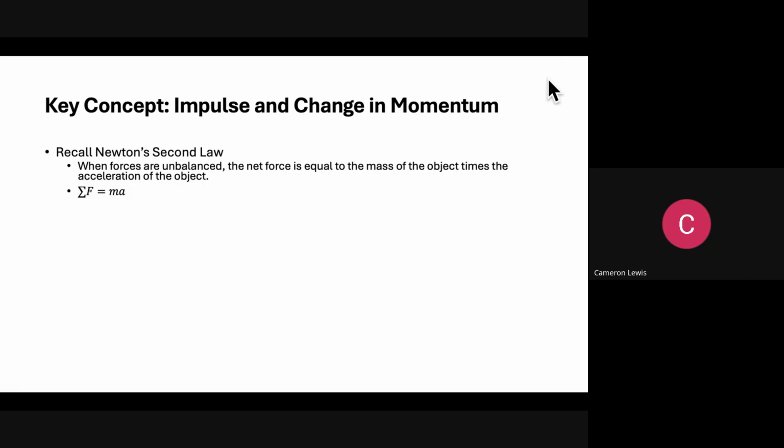I said momentum is kind of similar to Newton's first law, because an object in motion stays in motion unless acted on by an unbalanced force. So in the first law, we talk about balanced forces. But what happens if an unbalanced force acts upon an object that's already moving or has a certain momentum? When forces are unbalanced, that's Newton's second law: the net force is equal to the mass of the object times the acceleration of the object. So the sum of the forces is equal to mass times acceleration. That's Newton's second law.